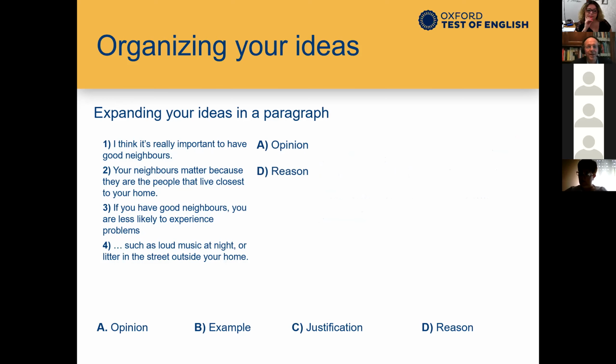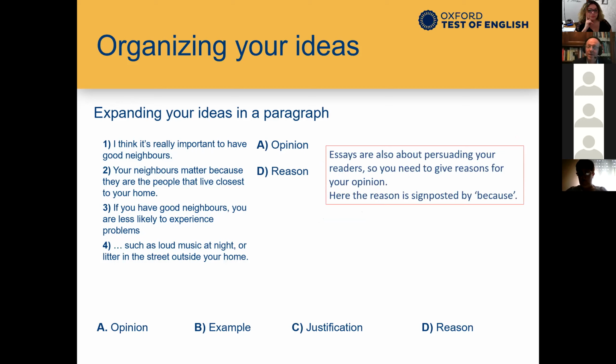Number 2 is the reason. We've said, I think it's important. Logically, the next thing is why. Your neighbors matter because they're the people that live closest to your home. So in the essay, you should give the reasons for your opinion. And once again, you see here's the reason signposted by because. Because is such a great word. Use because in your writing and your speaking.